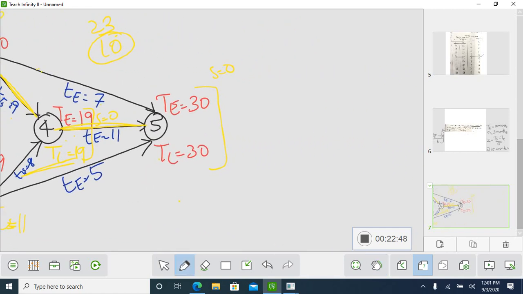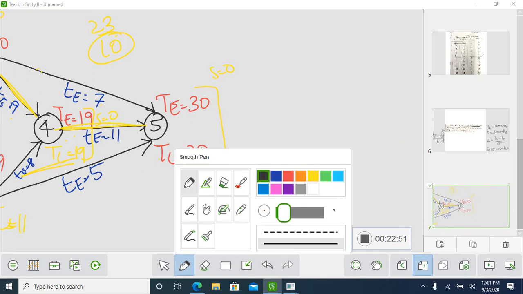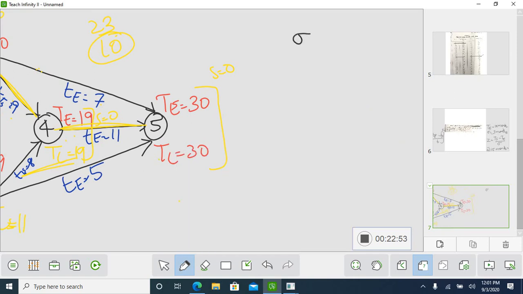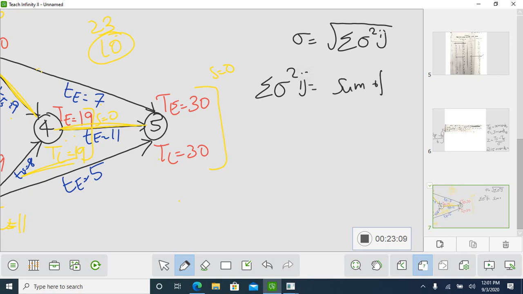take down the formula, that is sigma equal to square root of the sum of variance along the critical path. So you will be taking all the critical path. So sigma equal to critical path. What is the critical path over here?